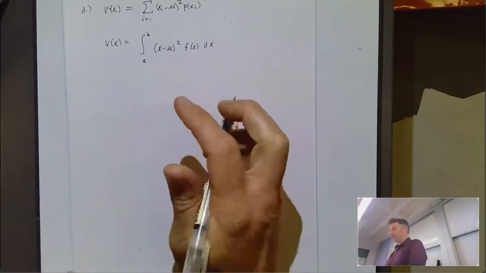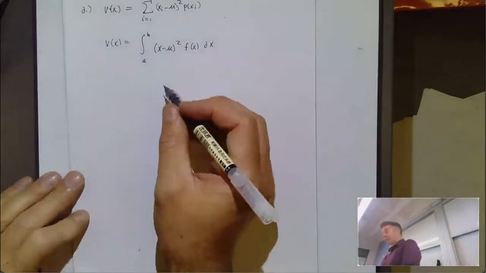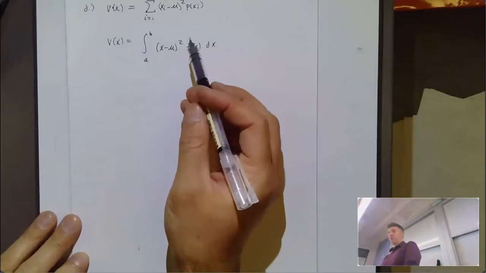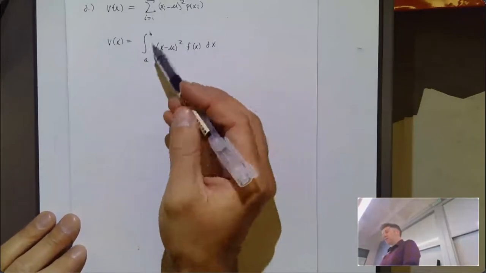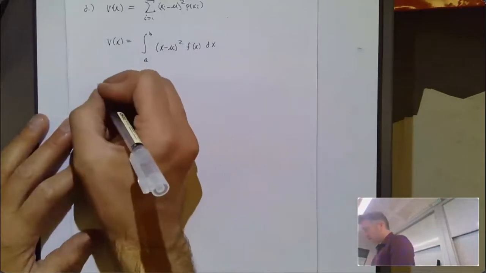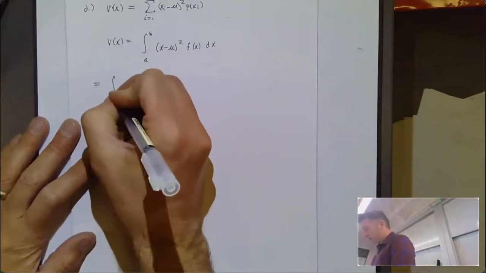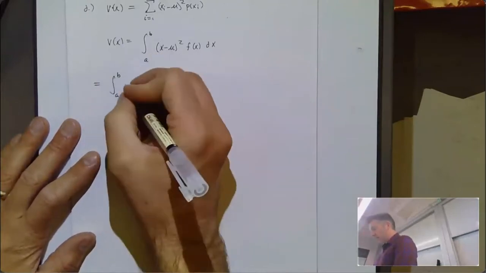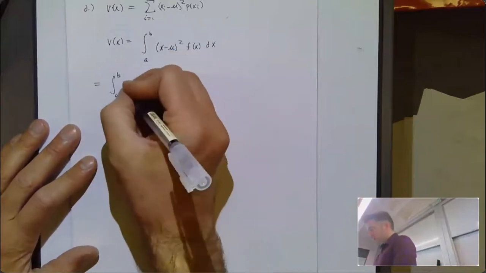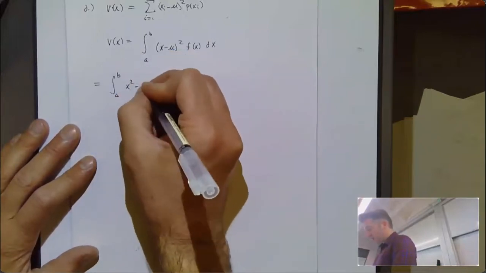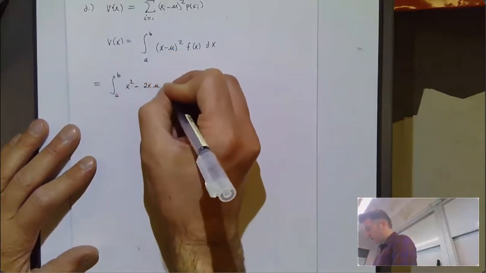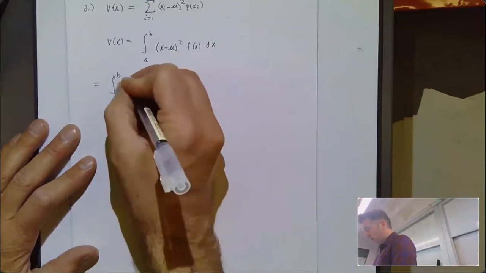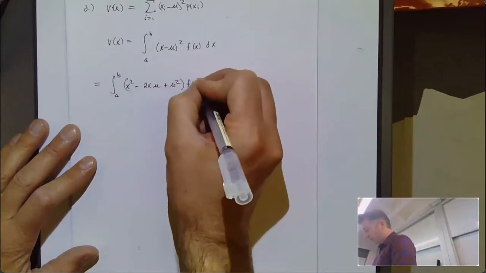So instead of using this, there's an alternate formula. I'm going to show you the alternate formula just by actually doing the work real quick. So we're going to simplify this a little bit. We're going to write this as the integral from a to b of, I'm going to multiply this out, x squared minus 2x mu plus mu squared, times f of x.